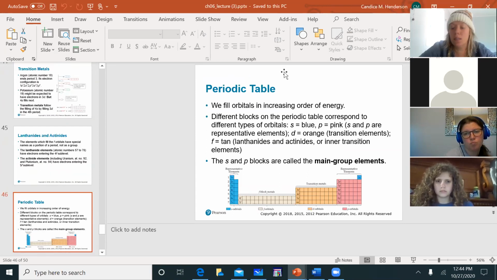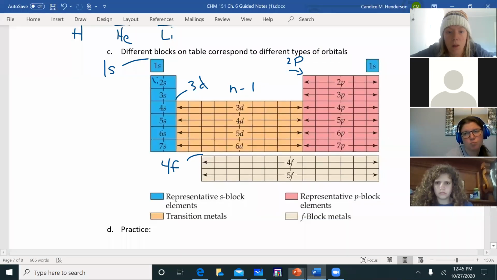But it's a little tricky around the barium, La, cesium, because we actually will fill one of our Ds before we fill the Fs. We'll fill the Fs and then we'll jump back to the Ds. And we'll look at that a little closer.